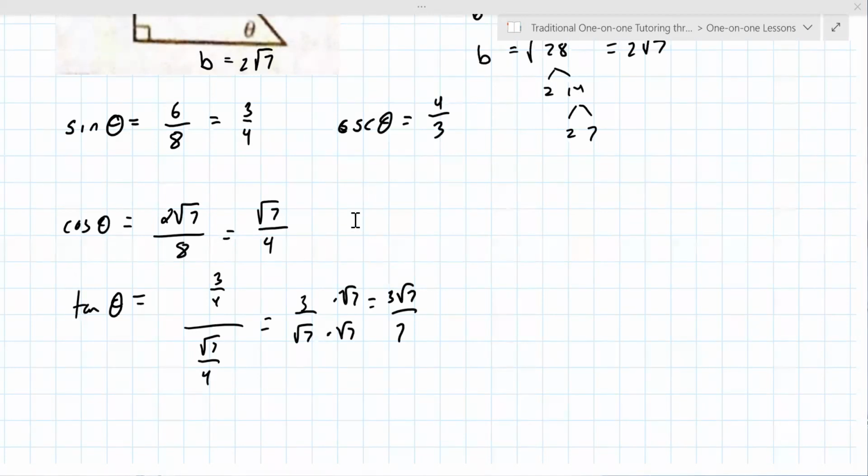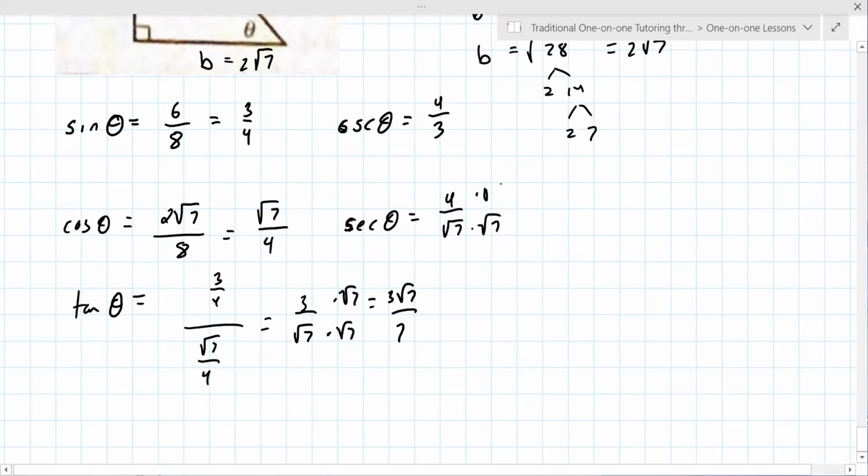Secant of theta is the reciprocal of cosine. So depending on what form you have, sometimes you just flip it and then you still have to rationalize it here. So that becomes 4 square root 7 over 7. And then cotangent of theta is the last one there. You can flip tangent, and it's better to go back here and flip this one, not the final one, because it looks nice.